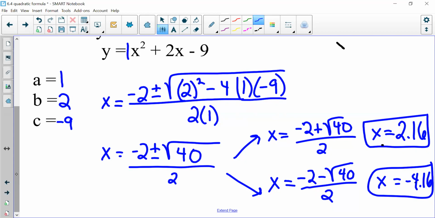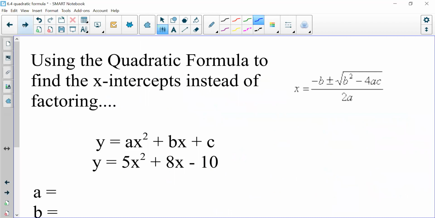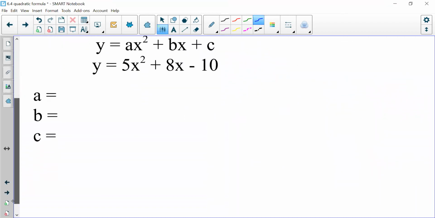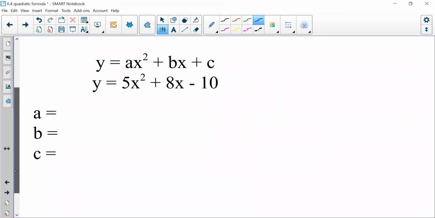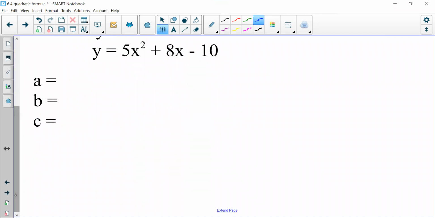Let's try this one. I'm not even going to try to see if that's factorable at this point. You could check. This would be A times C method, so kind of a long method if it worked. I don't know if there are factors of negative 50 that give you 8. We're just going to right away jump into quadratic formula today.